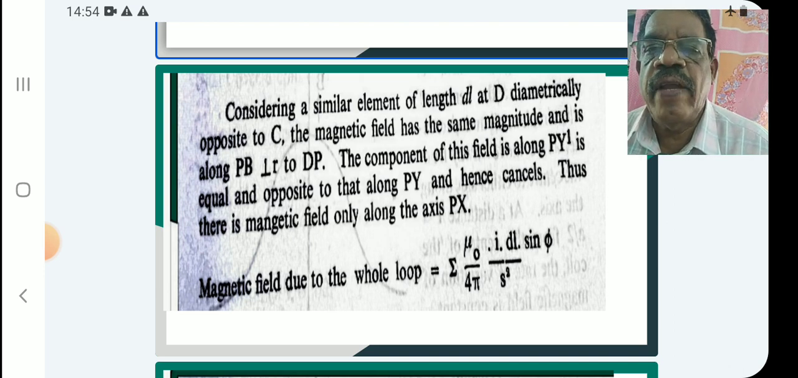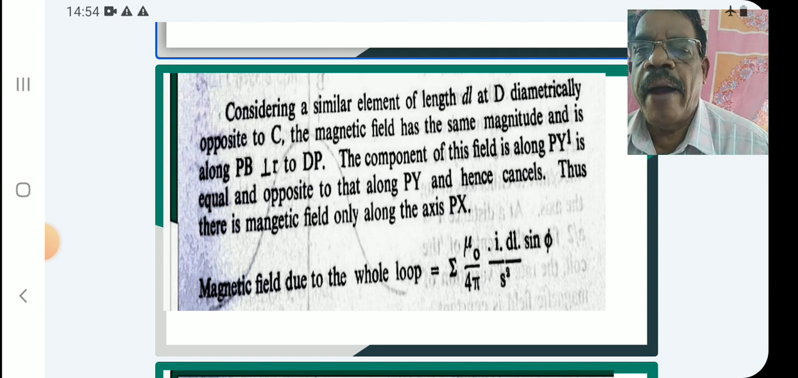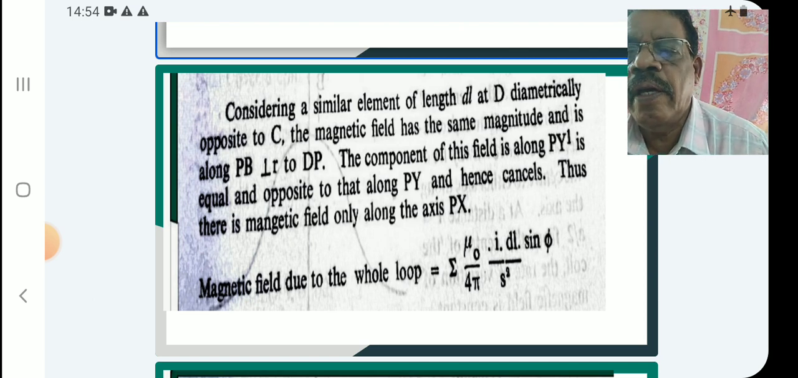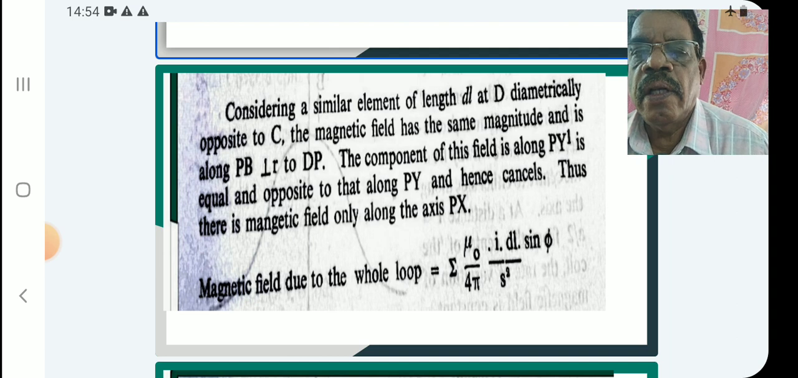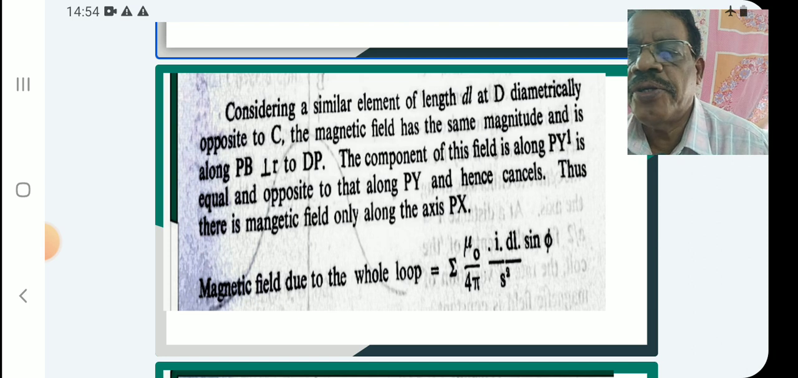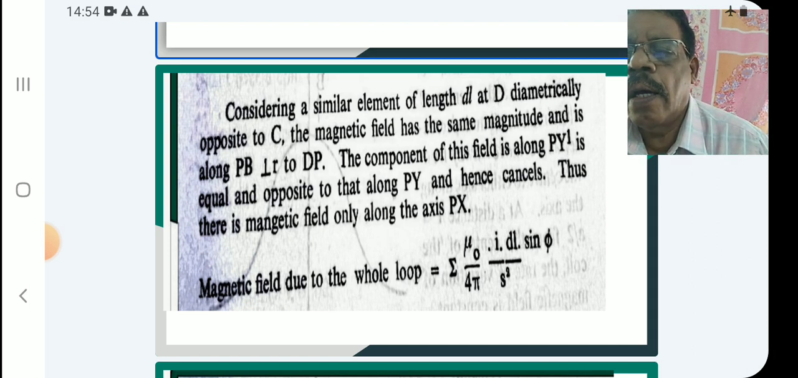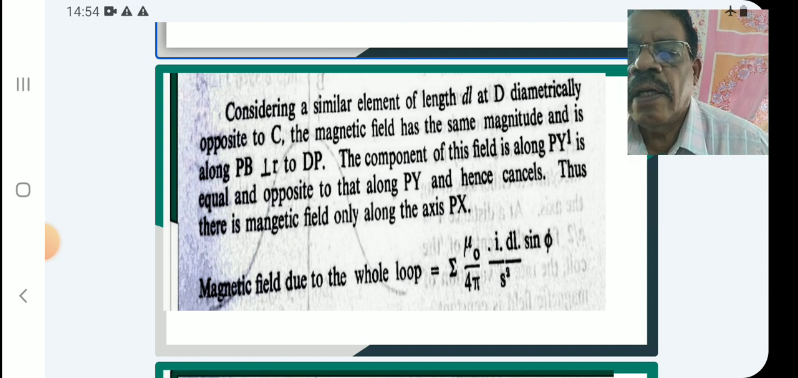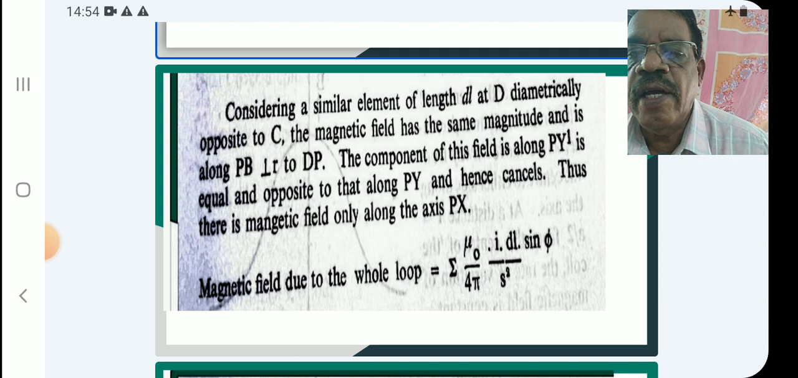Considering a similar element of length dl at D, diametrically opposite to C, the magnetic field has the same magnitude and is along PB and perpendicular to DP. The component of the field along PY dash is equal and opposite to PY and hence cancels. Thus there is magnetic field only along the axis PX.